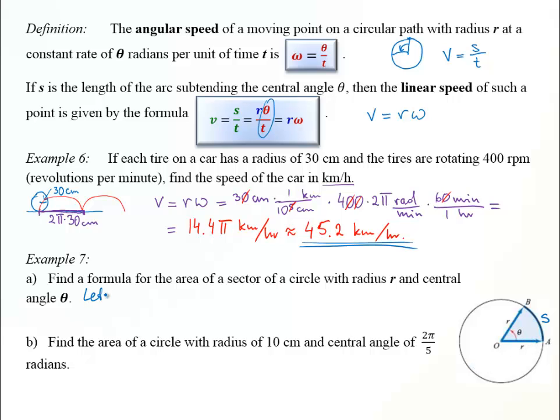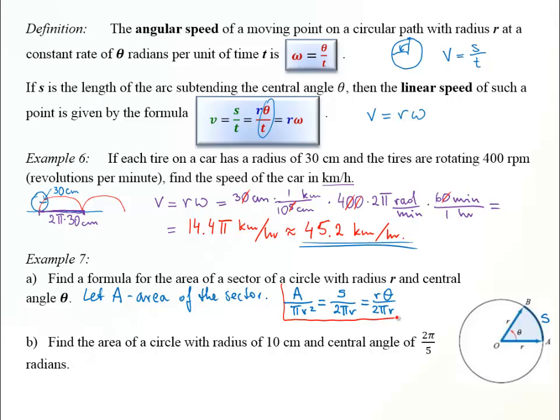So let A stand for the area of the sector. Then we know that the area of the sector over the area of the whole circle, which is pi r squared, should be the same as the length of the arc, which is s, over 2 pi r. And now let's remember that s is the same as r times theta, so that could be written as r times theta over 2 pi r.